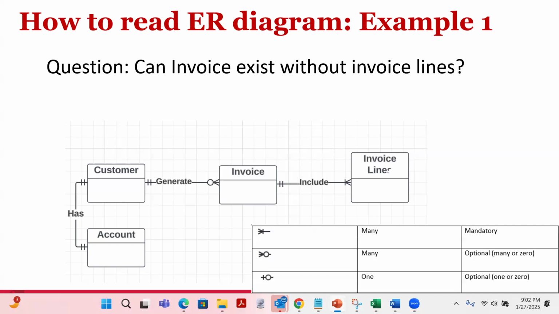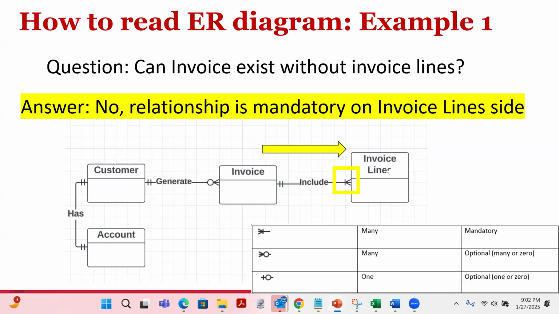All right. To answer this question, we need to find two entities of our interest. In this case, it's going to be invoice and invoice lines. So the question is, can invoice exist without invoice lines? So we need to read the relationship from invoice to invoice line, right? When we have a question like this, they're asking us whether it is mandatory to have invoice line for the invoice, right?